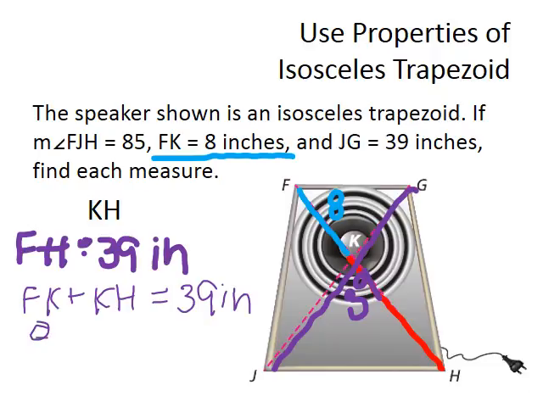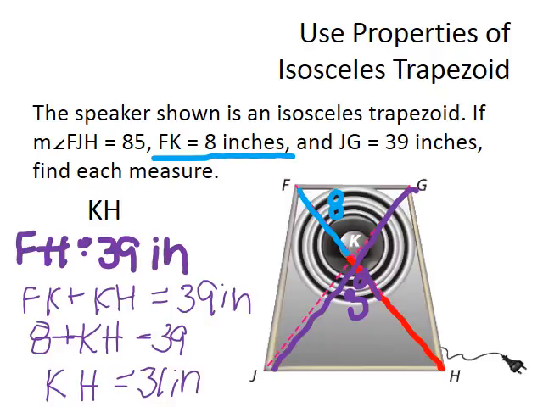We know FK is 8. We're missing KH, but we know the total is 39. All we do is subtract 8 from 39, and we find the length of KH is 39 minus 8, or 31 inches. To satisfy properties of isosceles trapezoids, that's got to be the length of KH.